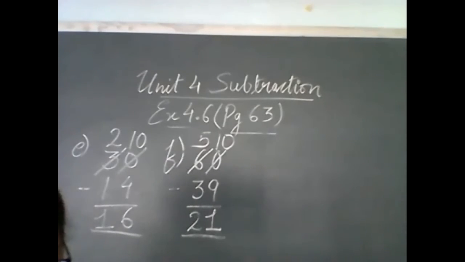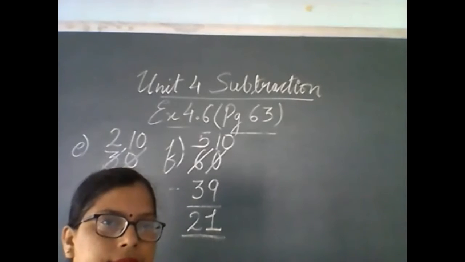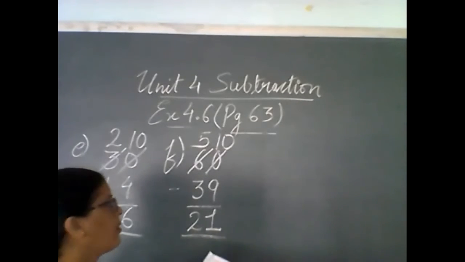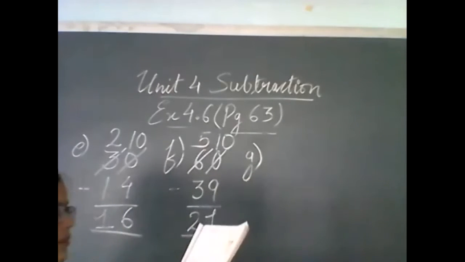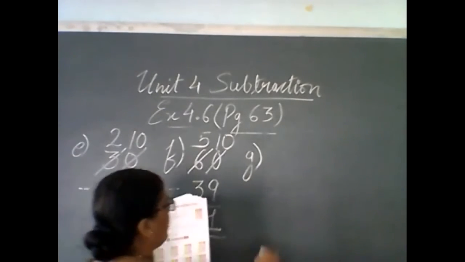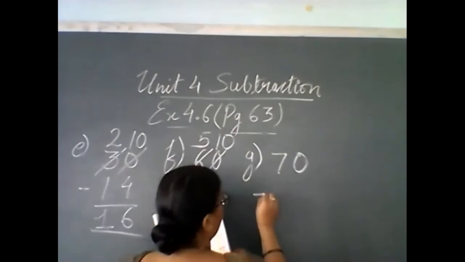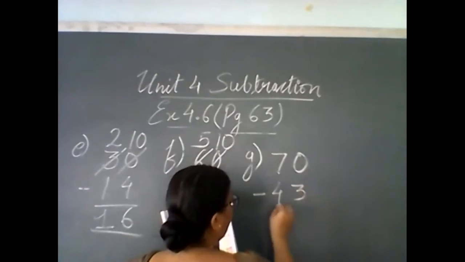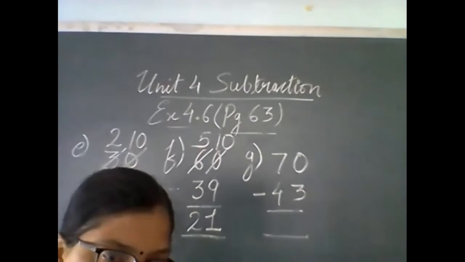Have all of you written? Shiva Gupta, written? The next is 70 minus 43. Okay. 70 minus 43.